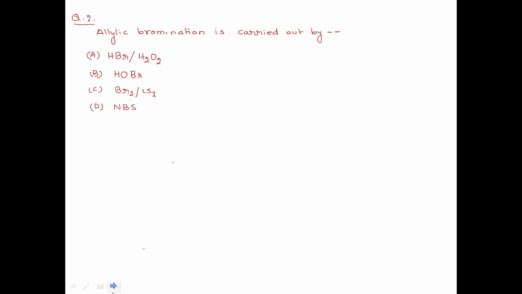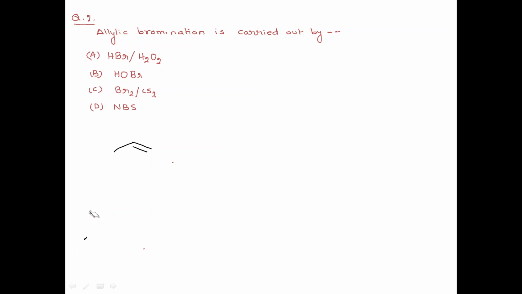Then the next one. Question 2 says that allylic bromination is carried out by, with options given like HBr, H2O2, HOBr, Br2 in CS2 and NBS. So as you know, allylic and benzylic bromination. So essentially, what is the allylic group? Now essentially the allylic group is basically this one, correct? This one is basically the allylic group, and what is benzylic? I discussed it in the previous slide.